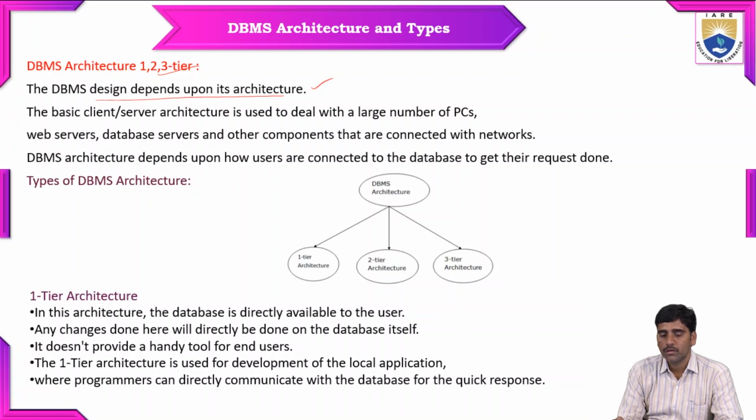If it is a one-tier architecture, then the DBMS design will be based on that type. The two-tier architecture is based on client-server, and the three-tier architecture is also based on client-server with an application. So the way a DBMS is designed depends upon its architecture. The basic client-server architecture is used to deal with a large number of PCs.